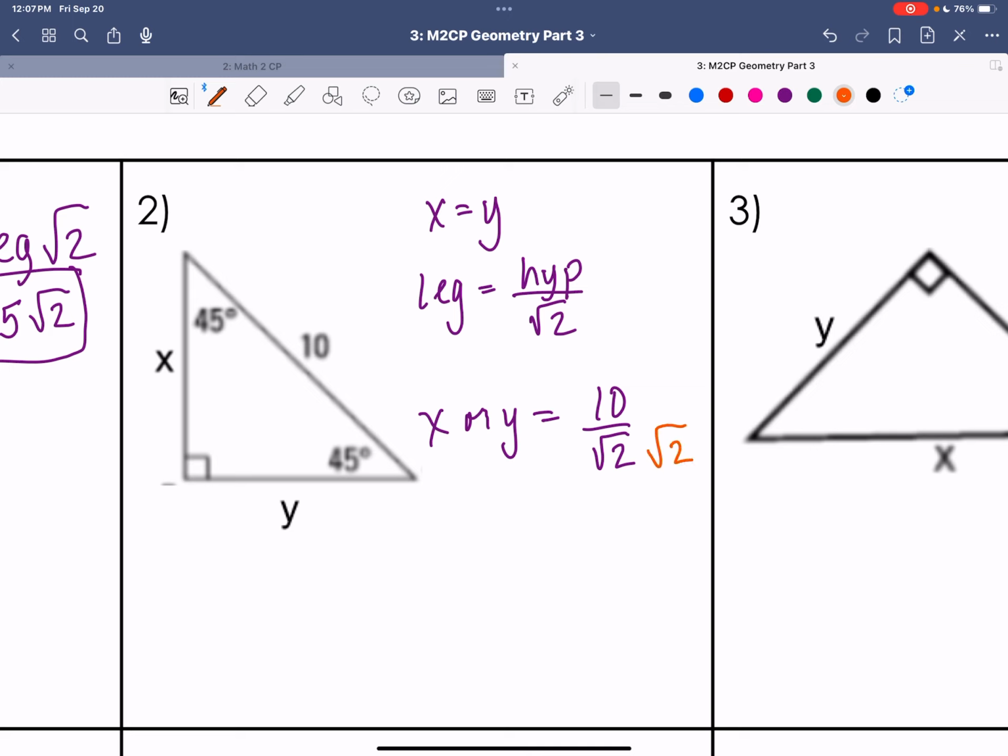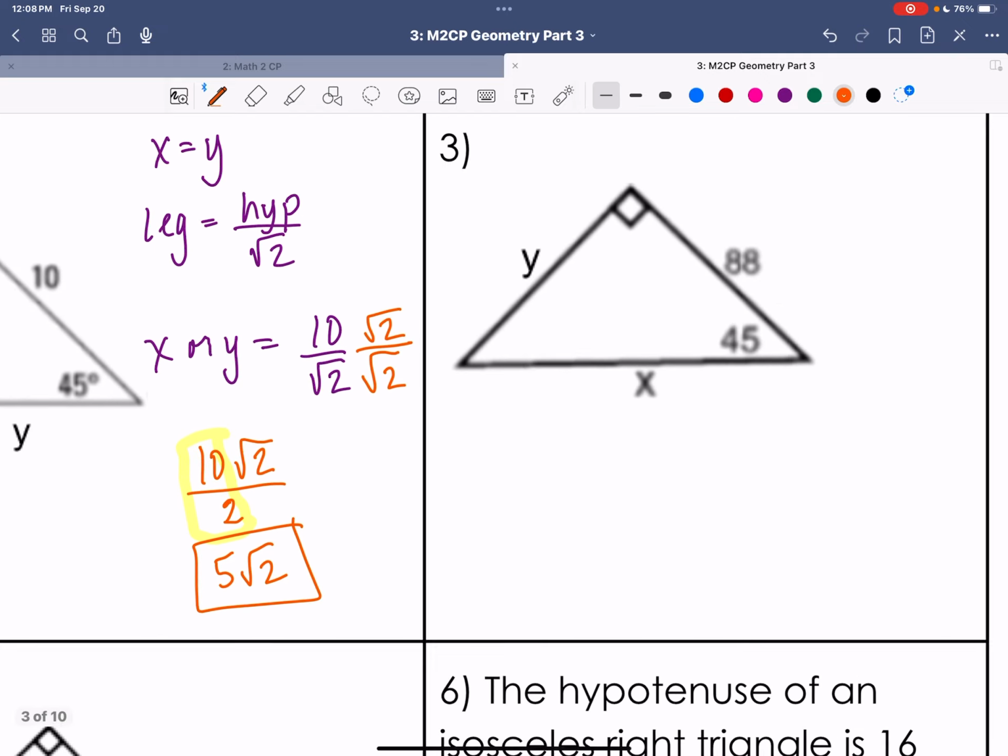So I'm going to multiply that by root 2, multiply that by root 2, and I'm going to have 10 root 2. Then if you take the square root of 2 times the square root of 2, you get the square root of 4. The square root of 4 is 2. Now we can simplify, and that equals 5 root 2. That's as simplified as you can get. All right, let's try this one.